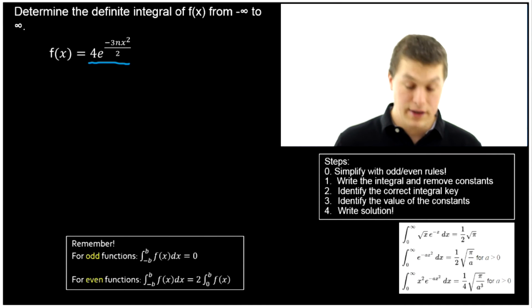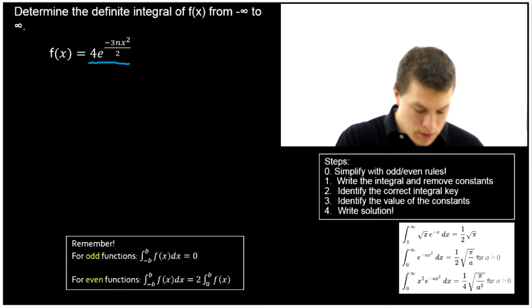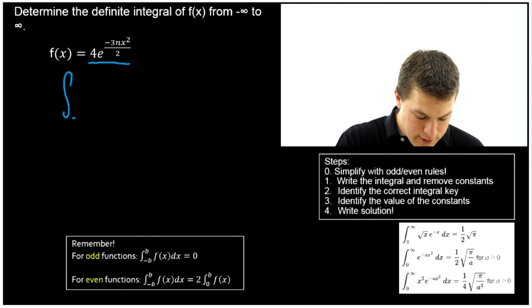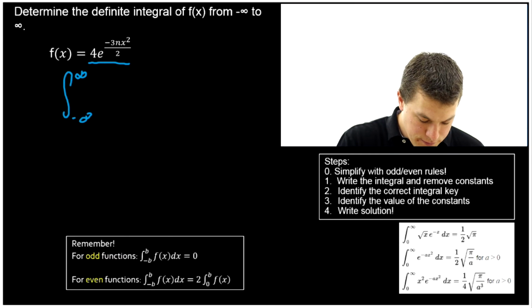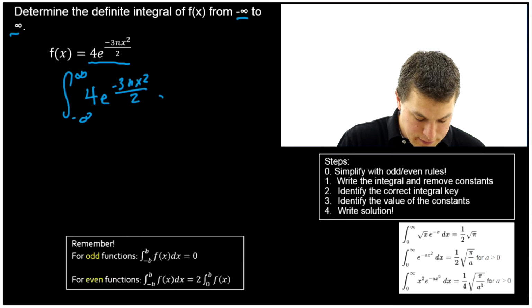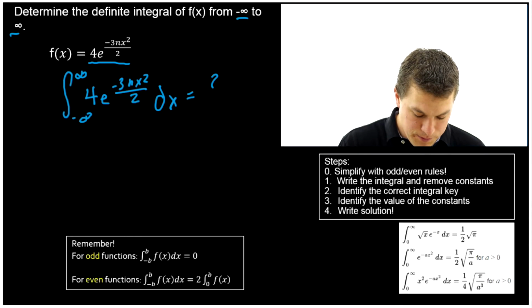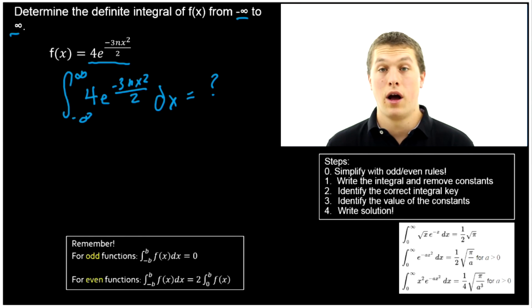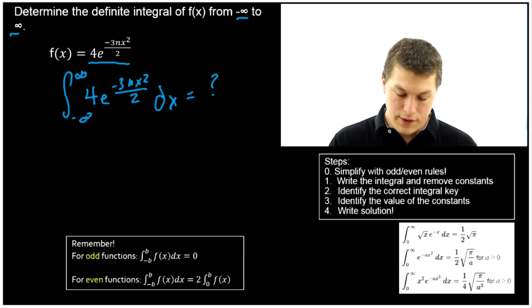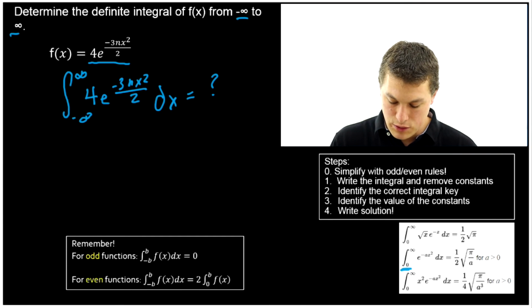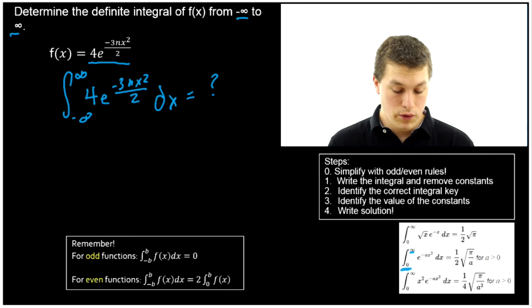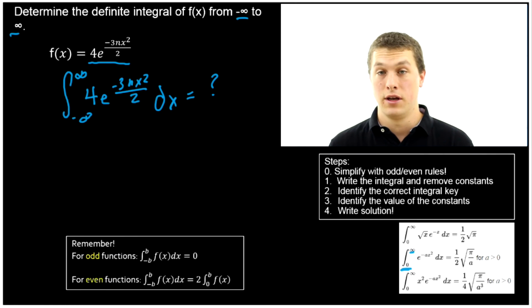So let's go ahead and write down our integral. We're going to get the integral from negative infinity to positive infinity, because that's the bounds it gives us, of 4e to the negative 3n x squared over 2 dx. That's what we want to solve. We want to know, what does that equal? Well, here's where a math trick comes in. Because if you notice, the bounds in our integral key are from 0 to infinity. And the bounds that we want to solve for are from negative infinity to positive infinity. So what do we do? Well, here's where a math trick comes in handy.